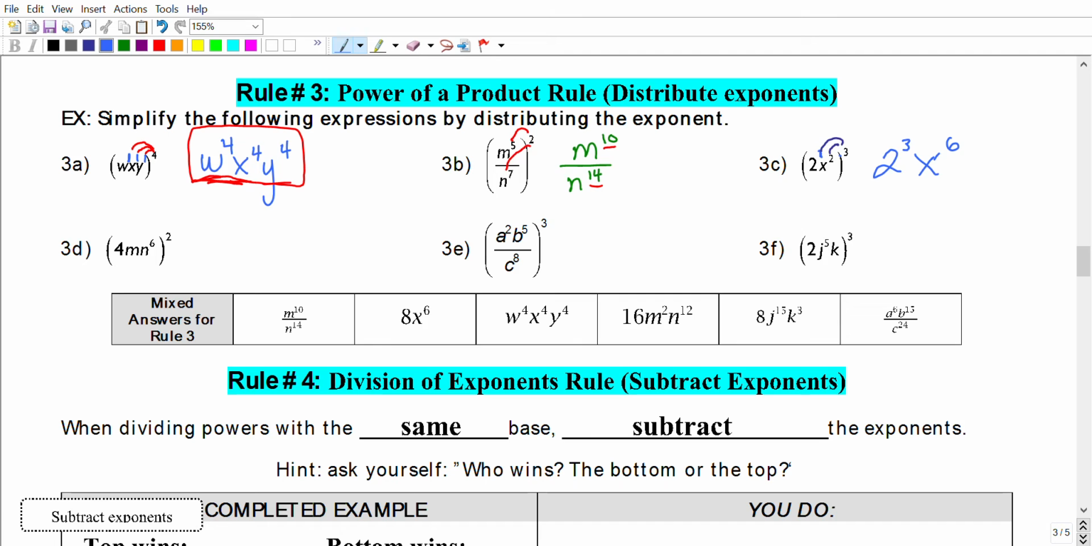Okay, I can go one step further, guys. I can actually figure out what 2 to the third is. And if you type that into your calculator, just go ahead and do 2 raised to the third. You should get 8. And then don't forget to drop that x to the 6th. So your final answer here should be 8x to the 6th.